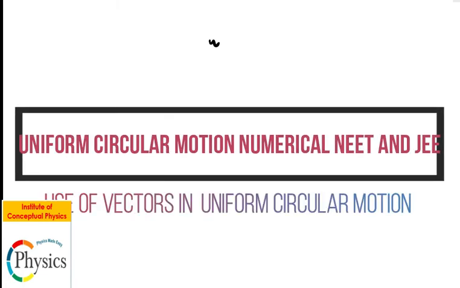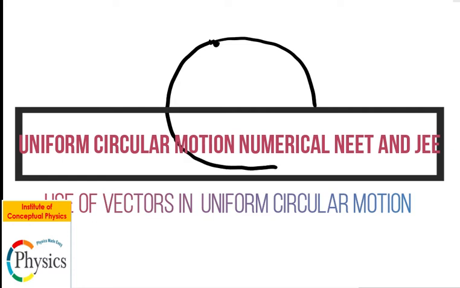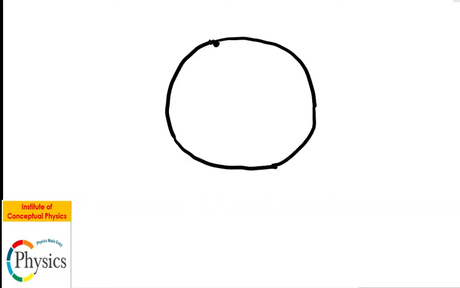All right, so this numerical is again utilization of knowledge of vectors. So you have a body in circular motion. You can see this body is in circular motion, and it is given that the magnitude of speed is same. So it's a uniform circular motion, and you can see that there is a point P which is at the top of the circle, and there is a point Q which is 90 degrees apart.